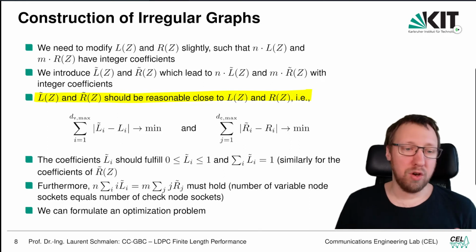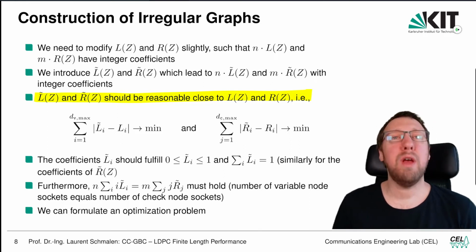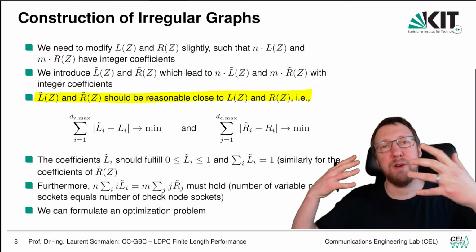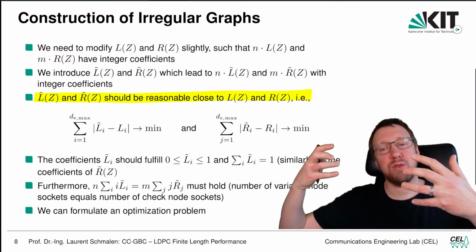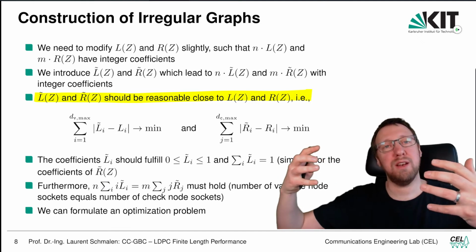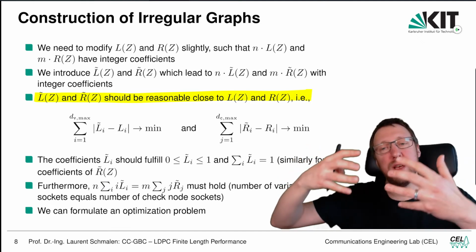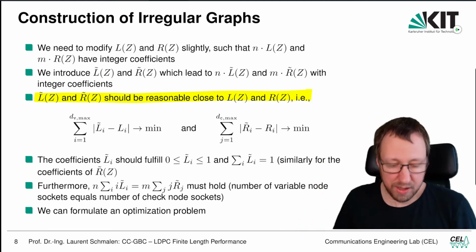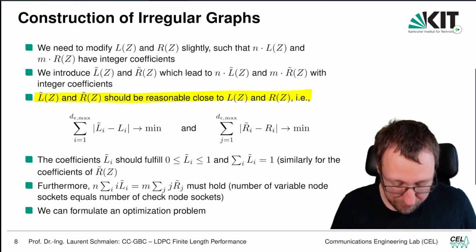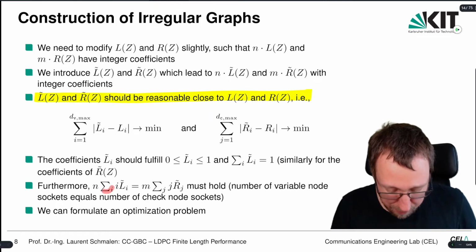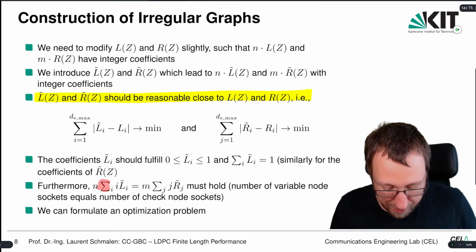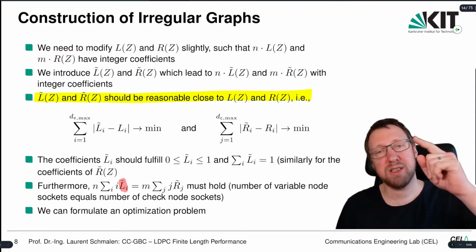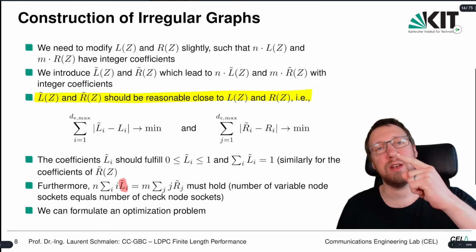Okay, so we have a constraint. Then we have another constraint. The number of sockets from the variable node side must be equal to the number of sockets from the check node side. They must be the same so that we can connect all the sockets. So what is the number of sockets? The number of sockets is the sum over all i's n times L tilde of I. That's the number of sockets of degree I.